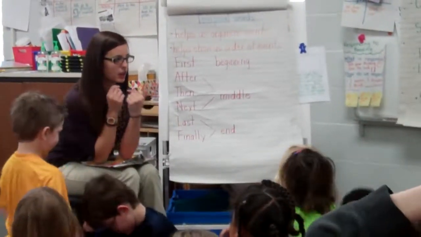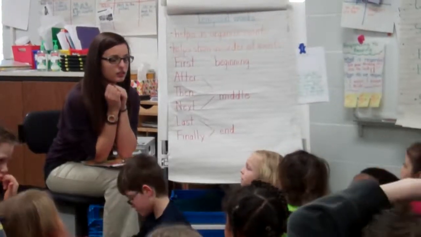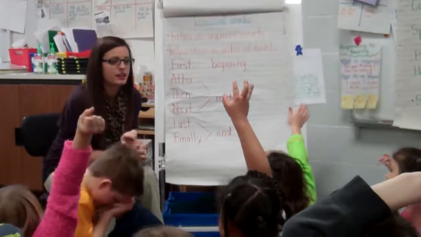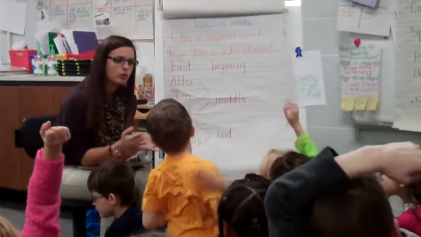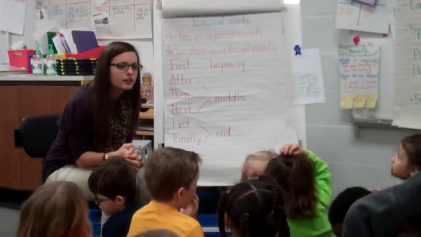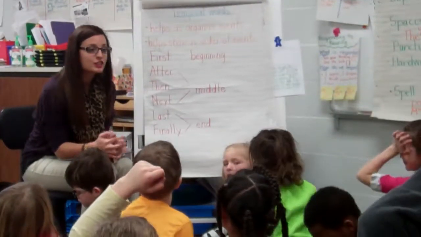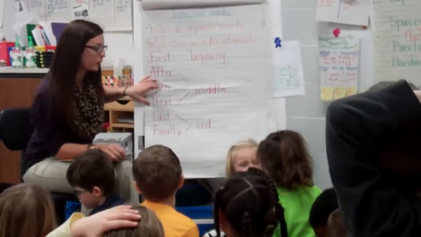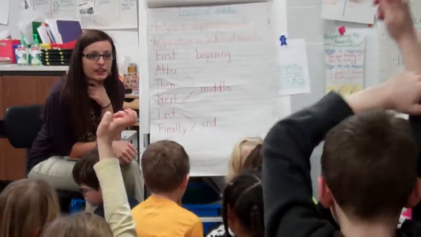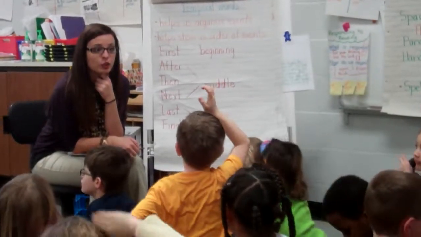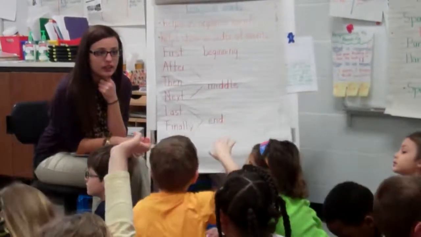Good. Liam, I need your eyes. Why do we use temporal words? Philip, why do we use temporal words when we're retelling a story? So we know what the beginning, middle, and the end is. So we know when the beginning, the middle, and the end are. Nolan? What Philip said, so you know where and when everything is happening?